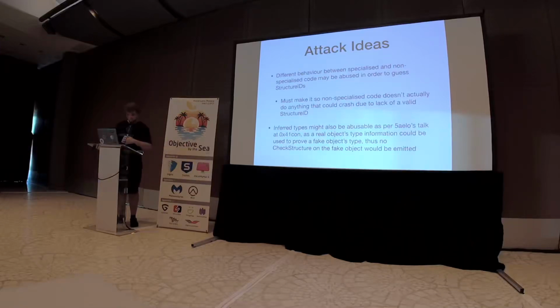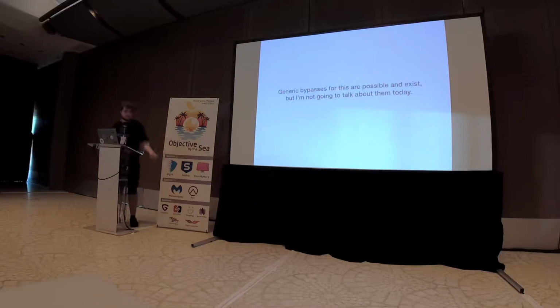And also, Saelo at 0x31con introduced the concept of inferred types, which could also be abusable, because you can create a real object and then put a fake object inside it, and then any access to the fake object through the real object will use a check structure node on the real object in order to prove the type of the fake object itself. And so you do not have to guess the structure ID in this specific scenario. But generic bypasses for this are possible and they do exist, but we're not going to talk about them now.